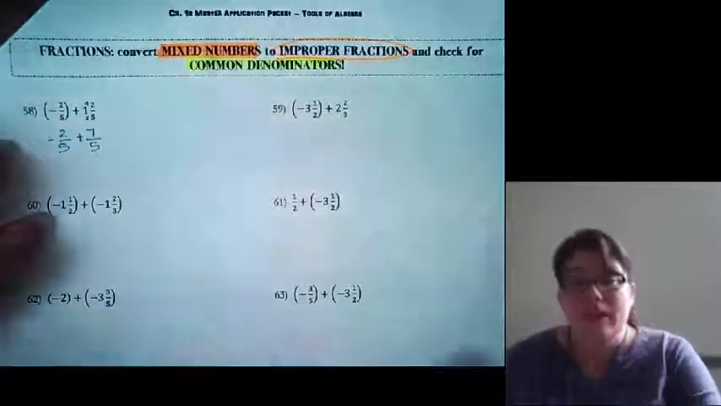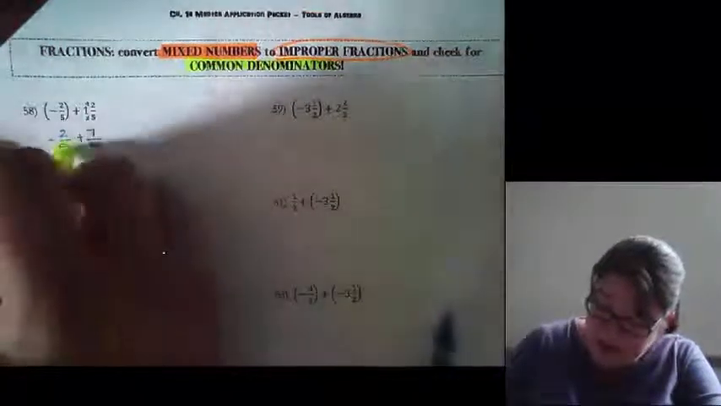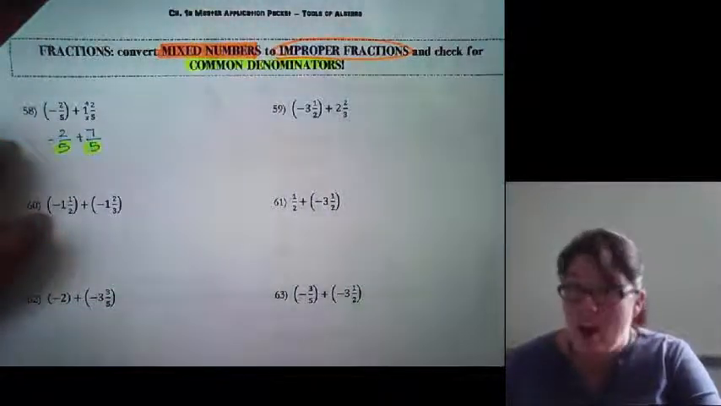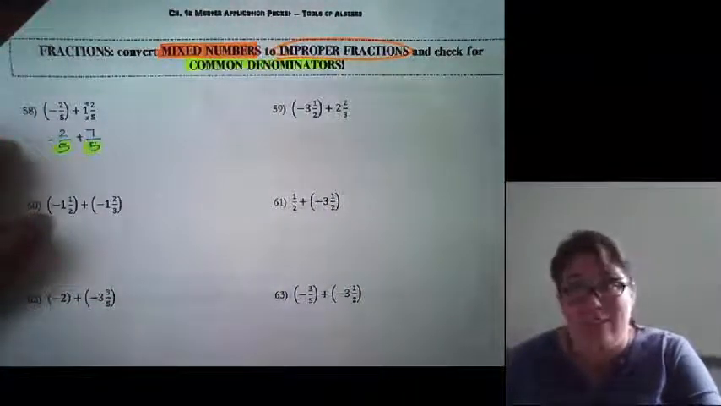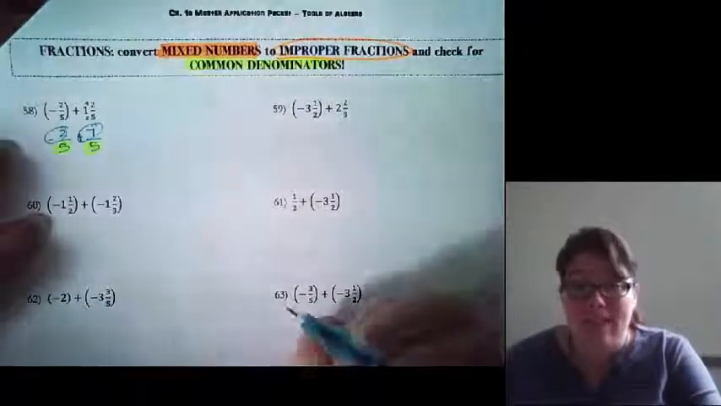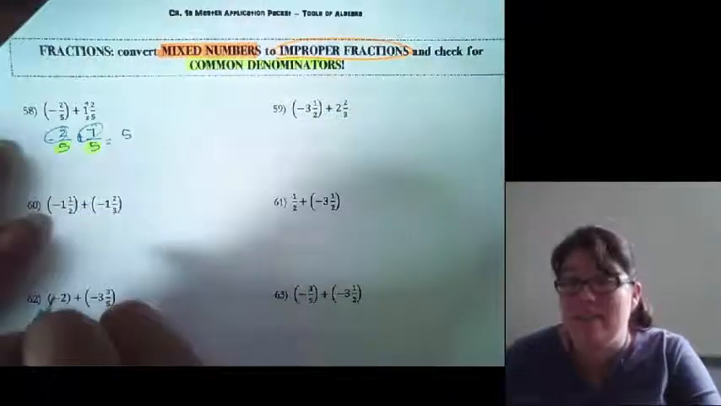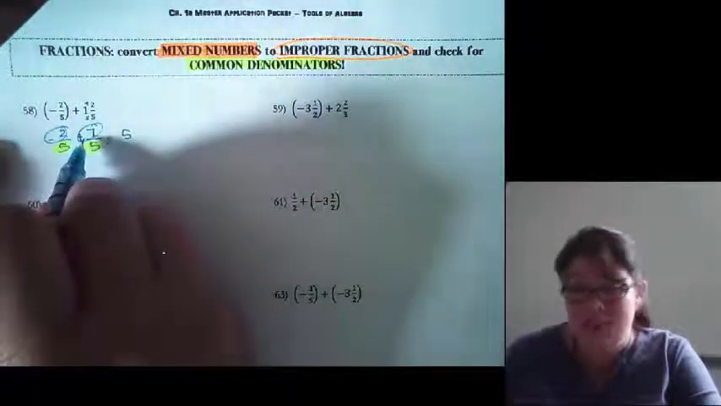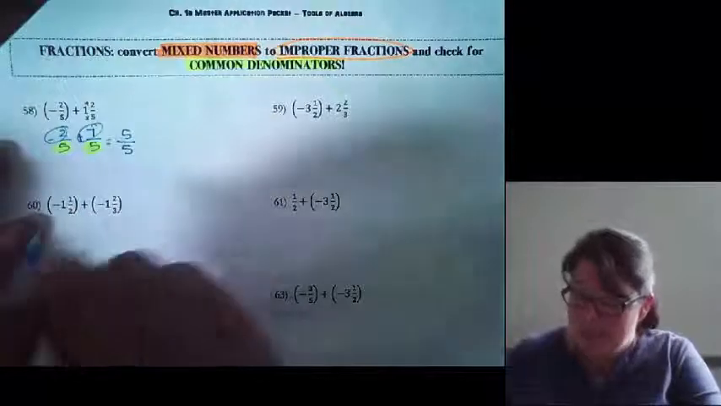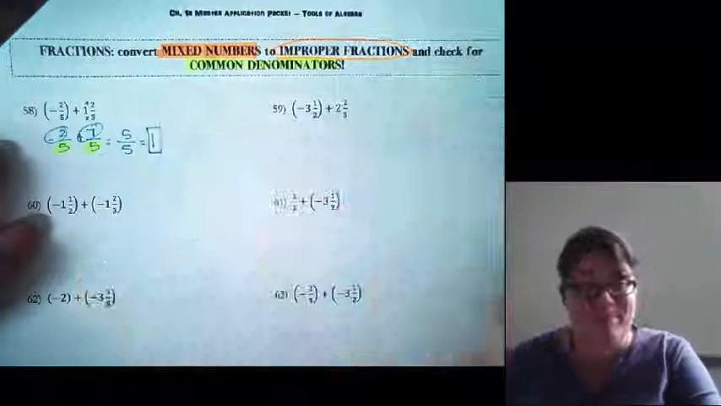Now once you've converted any mixed numbers to improper fractions, the important thing to look for here is the denominator. In order to add fractions, the denominators need to be the same. If they are the same, you're good to go. Just add straight across. So -2 and +7. Different signs, subtract. So 7 minus 2 is 5. Keep the sign of the bigger one. In this case, it's 7, so my answer is positive. And we're going to keep that denominator that is the same. 5/5 can be reduced to 1, and we are done.